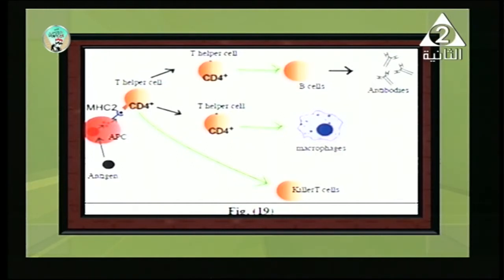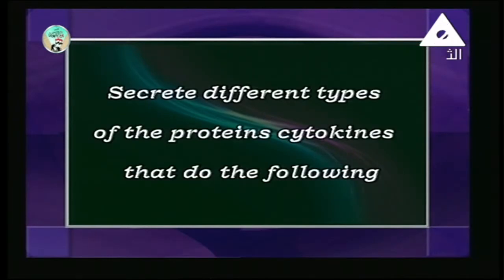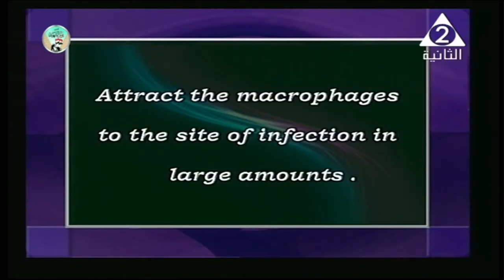Well, after that, we need to know the function of activated T helper cells. Number one, they secrete different types of proteins, like cytokines, that do some functions inside our body, like attraction. They attract the macrophages to the site of infection in large amounts. So they have a main role in attracting the macrophages. They call the macrophages to the site of presence of the pathogens in a large amount.